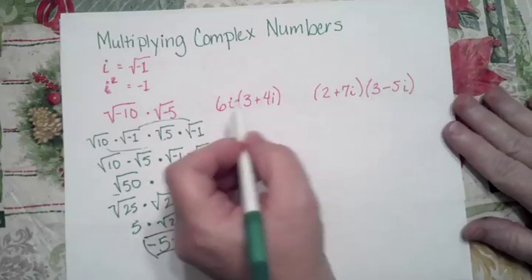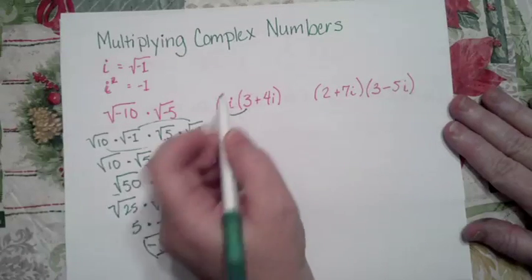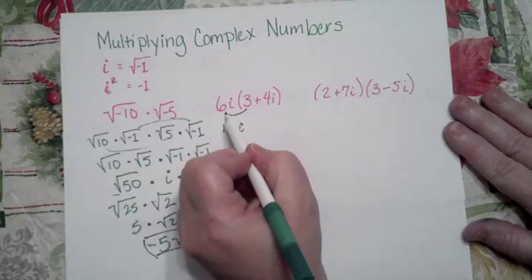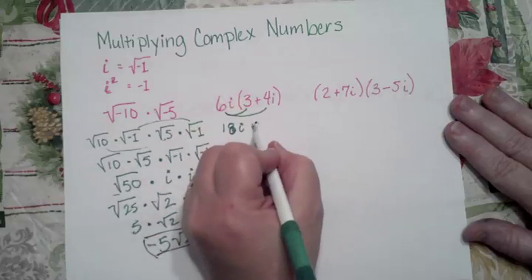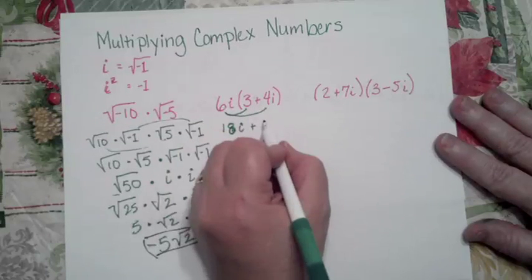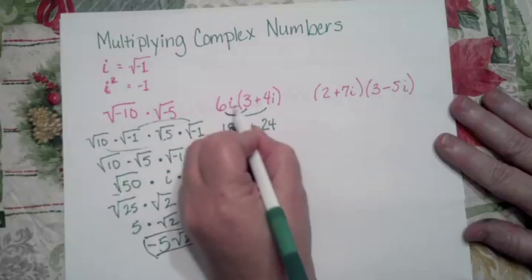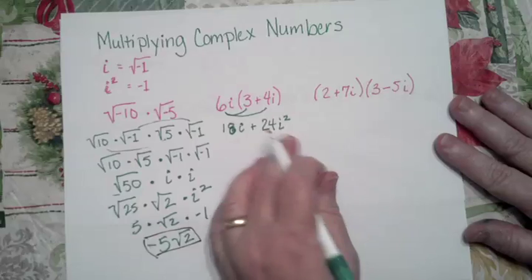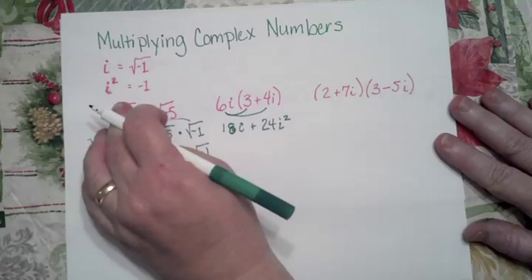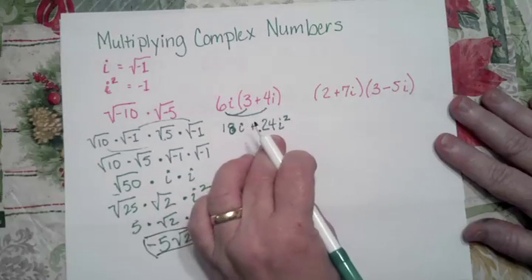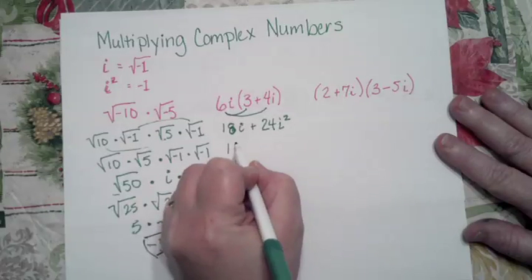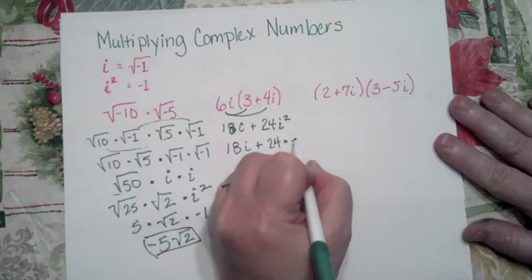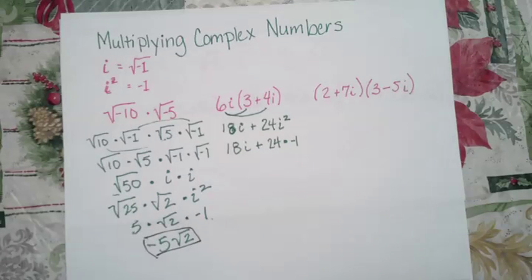So in this case, I have 6i times 3, so that's 18i, and 6i times 4i. Well, 6 times 4 is 24, and i times i is i squared. And like we keep saying, i squared is negative 1. So this really becomes 24 times negative 1. I'm going to rewrite it like that, in fact. I have 18i plus 24 times negative 1. Well, 24 times negative 1 is just negative 24.